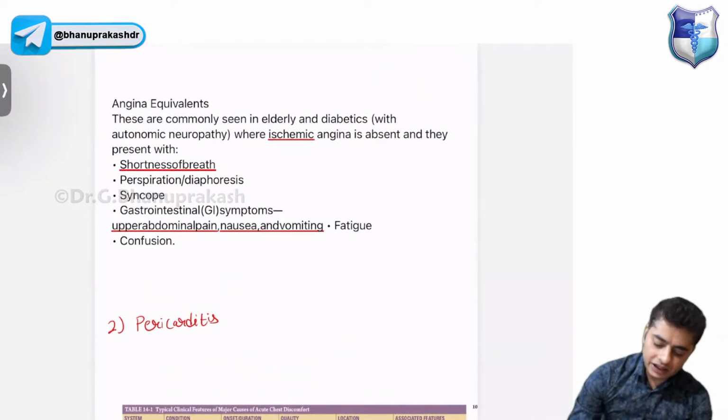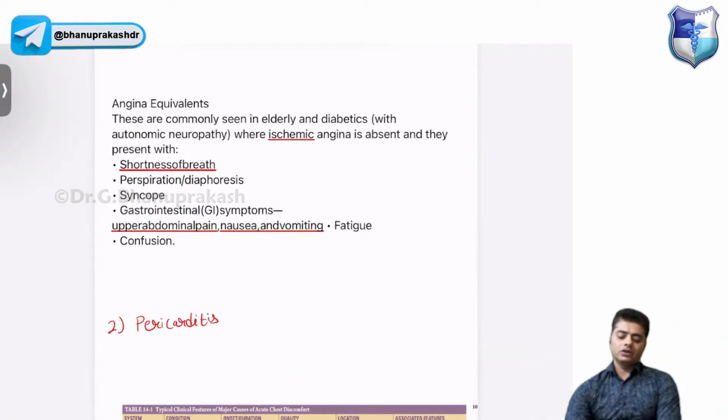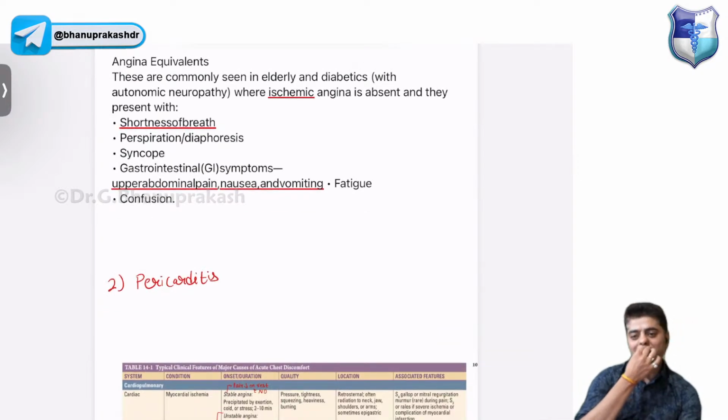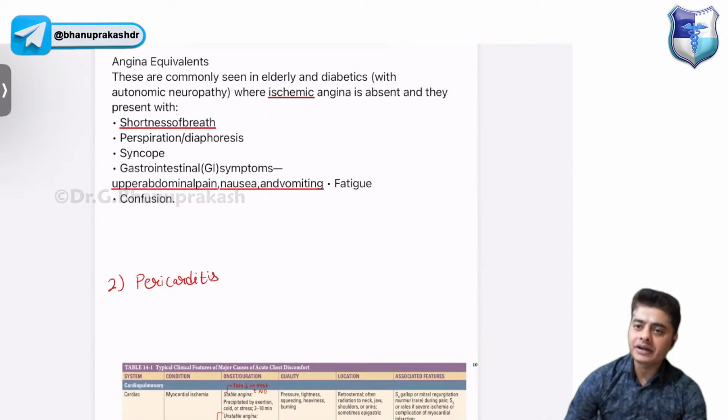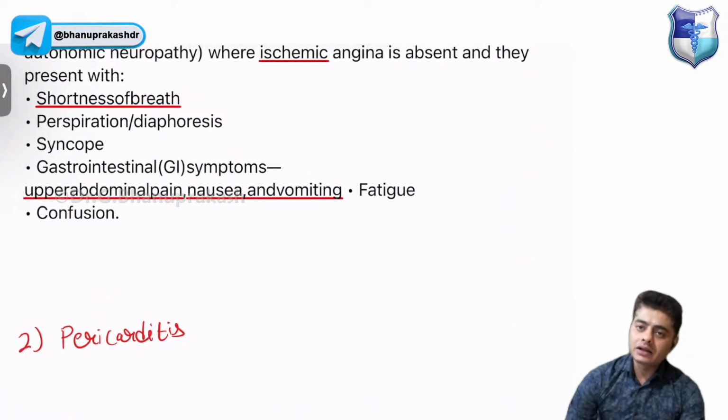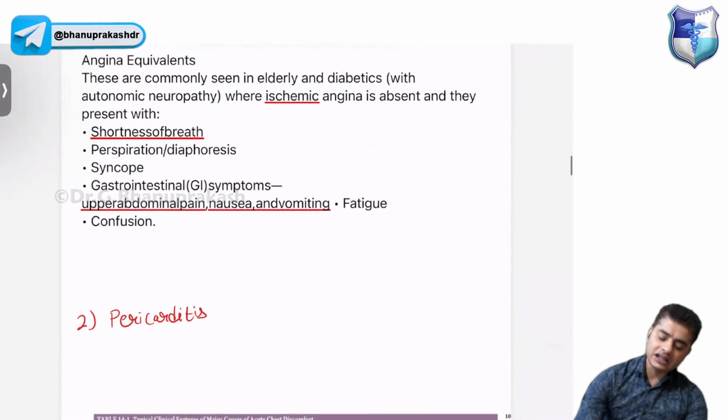Now there is another term that is known as angina equivalents. What is an angina equivalent? These are seen commonly in elderly patients, female patients, and diabetic patients. Because in diabetic patients you have autonomic neuropathy, you can't know if pain is happening or not. So in these, shortness of breath, perspiration, diaphoresis, syncope, any GI kind of symptoms like epigastric pain, nausea, vomiting, fatigue, or confusion. So we shouldn't miss these kinds of symptoms.